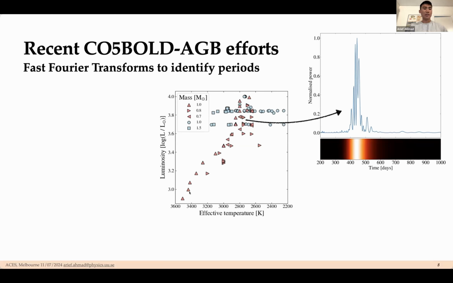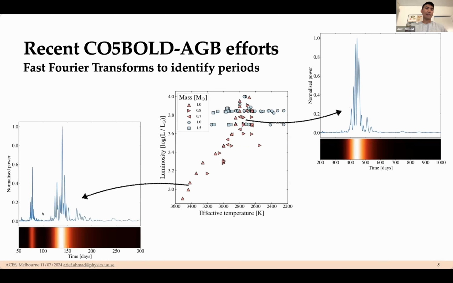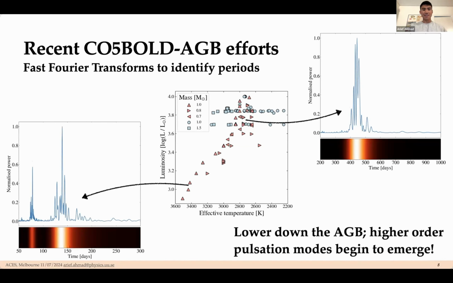As you go further down, you will get something typical like this. The radial fundamental mode is still appearing, but in this case, you can really see a prominent signal in the lower time scales here, and this is the first radial overtone mode. So to very quickly answer my question before, yes, we actually do see higher order pulsation modes lower down, towards denser AGB stars. So that's a spoiler.